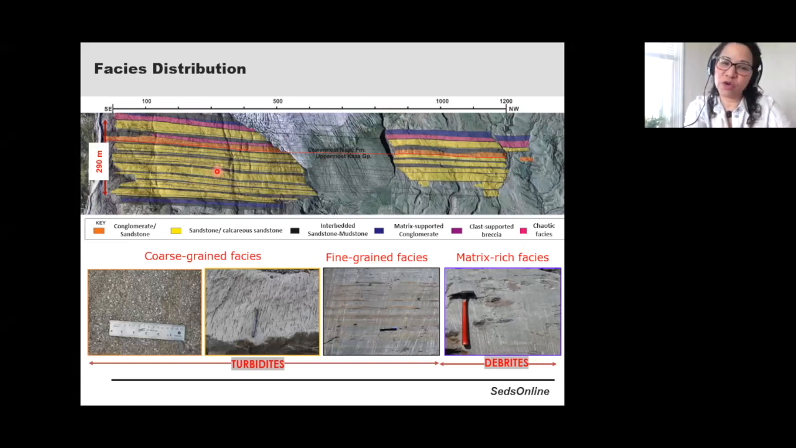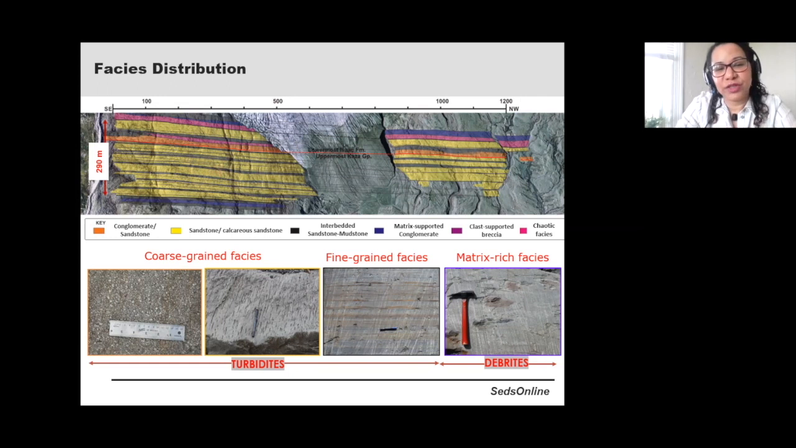We find coarser grains, conglomerates and coarser grain sandstones that were deposited by high concentration turbidity currents, to fine-grained facies that are just interbedded sandstone and mudstones, interpreted to be deposited by low concentration turbidity flows. And we also find debris flows, which we interpret from the matrix-supported, matrix-rich conglomerates.